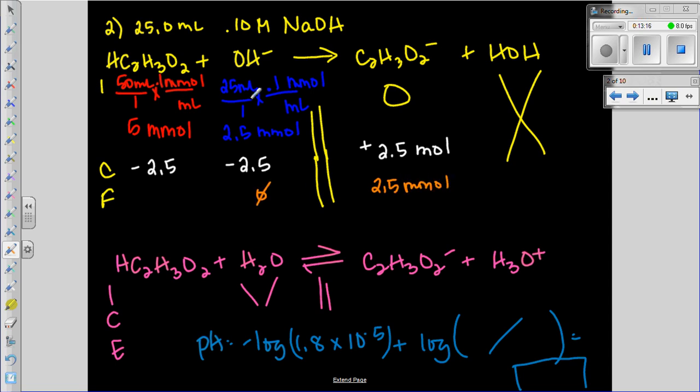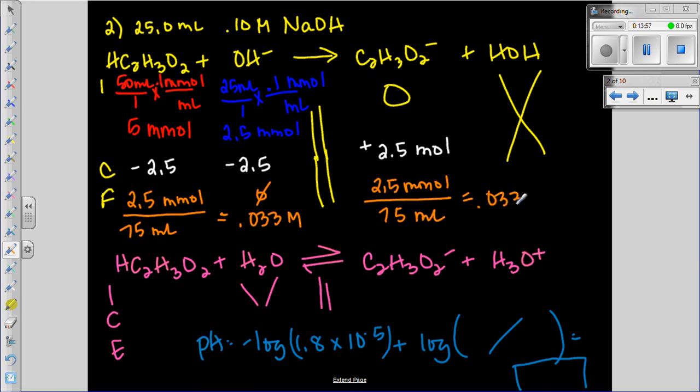I get no millimoles for hydroxide, and I get 2.5 millimoles for acetic acid. So now I'm at a special place, because if you notice, the moles of both my weak acid and my conjugate base are equal to each other. If I divide by the total volume, which is 75 milliliters, not only is my number of moles the same, but my concentrations are going to be the same as well. So each of these is 0.033 molar.